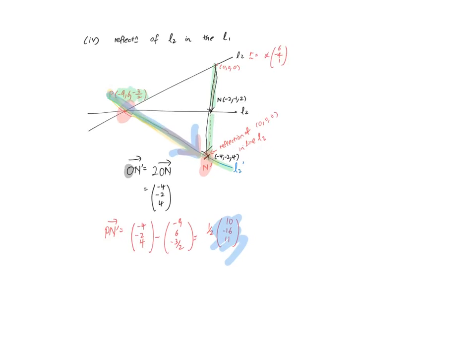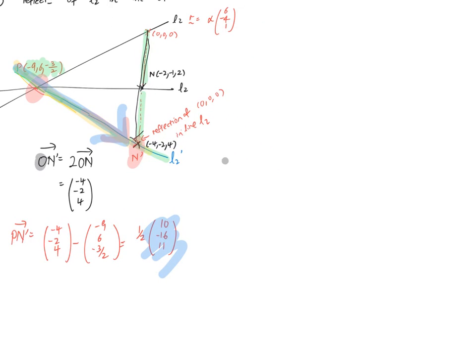So for part 4, the answer is just the reflected line. The answer would just be the position vector plus a parameter times the direction vector. Alright, and we are done with the last part of question 6.